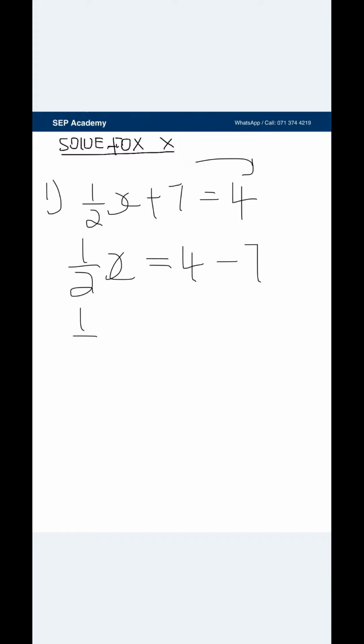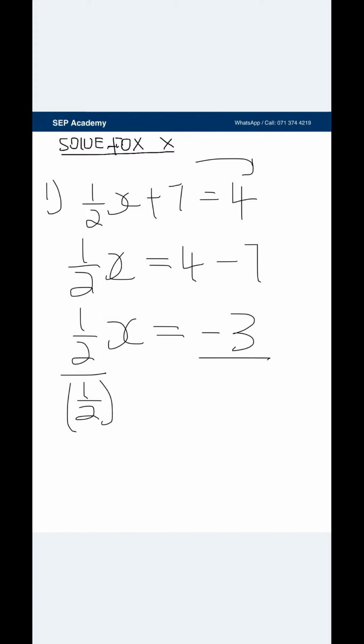You still have your half on the left hand side, you just need to work out the right hand side. Definitely 4 minus 7 will give you negative 3. This is where you need to be careful. You've got many ways in which you can work it out. Remember, it is the half which is attached to the x, so that means you need to detach this half. One of the options is to divide on both sides by half. The reason why you would divide on both sides by exactly that half is so that it cancels completely.